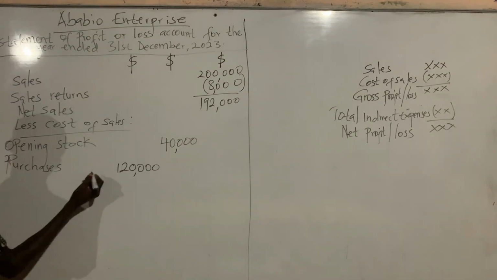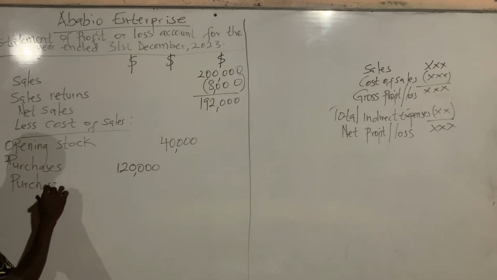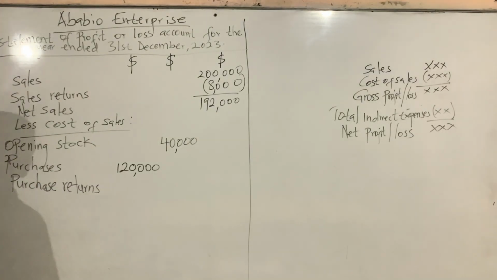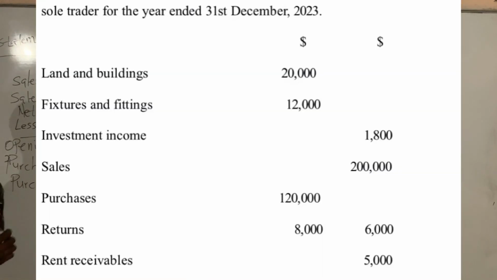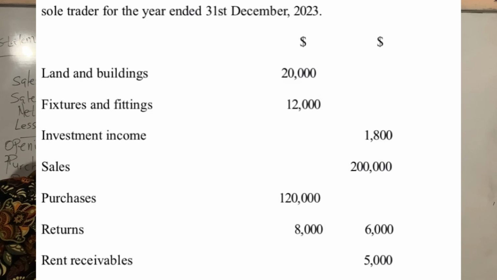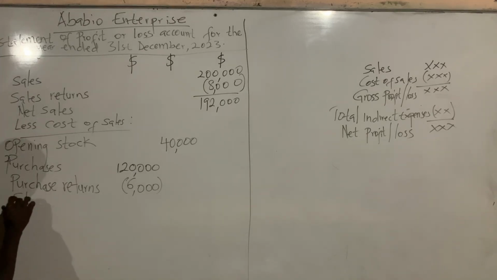So we said that after writing the purchases figure, then we will subtract our purchases returns. Purchases returns or the returns outwards. And per the trial balance, the purchases returns is $6,000. So we subtract the purchases returns from it. After the purchases returns, we also have stock drawings.